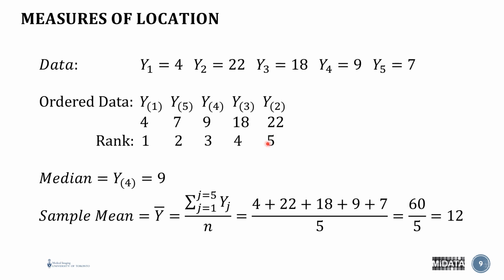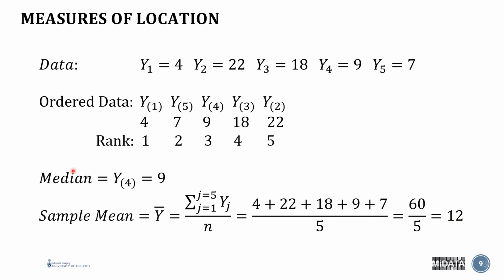And in this case, because we have 5 values, the middle rank will be 3. And assigned to this middle rank is the value 9, and therefore our median is 9. We could also calculate the sample mean, which, as you know, is just the sum of the values divided by the number of values in the data set. And in this case, it's equal to 12.